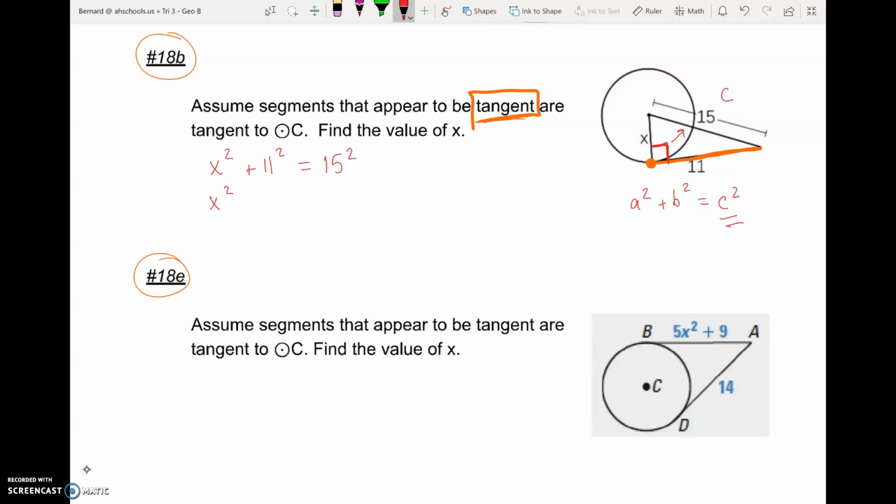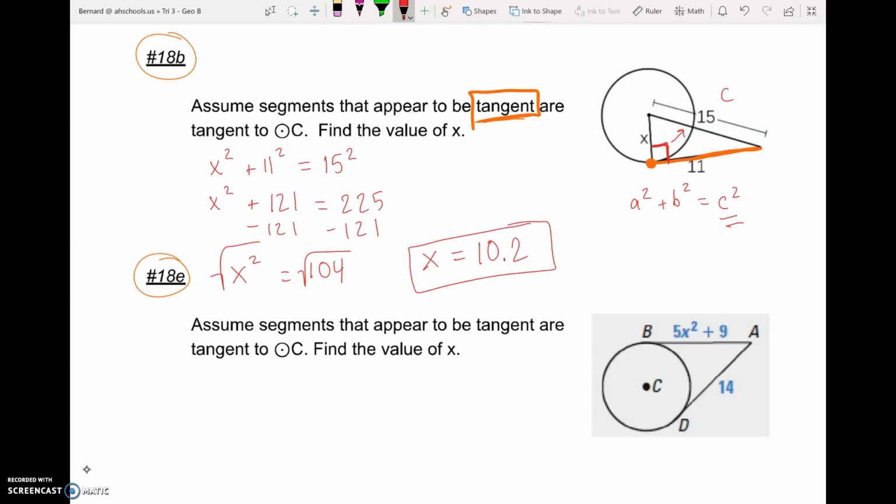And so this will give us x squared plus 121 equals, and 15 squared is 225. And then we'll subtract 121 from both sides, and we'll get x squared equals, I believe, 104. Yes, it is. And then again, we never want x squared, we want x, and so we'll square root both sides, telling us that x is 10.2 if we round up, 10.2. And that's our answer. And we just use the Pythagorean theorem to solve that.